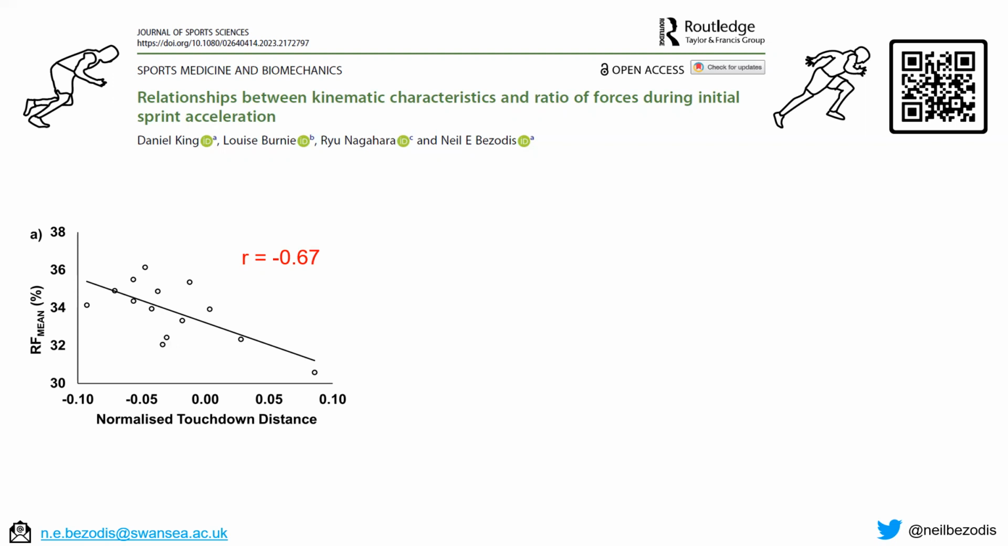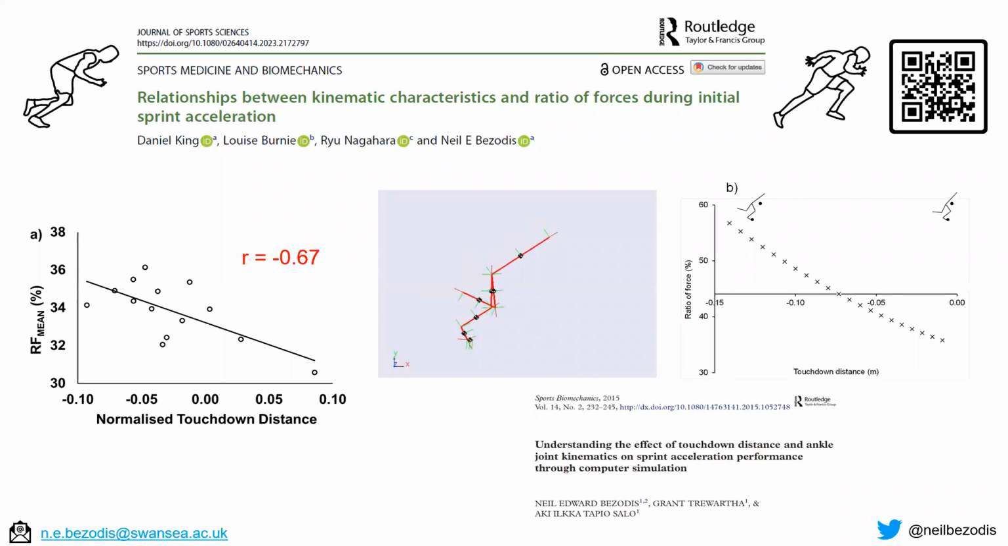And that confirmed experimentally across this cross-section of sprinters a general trend that we've shown previously with our single 10.2 sprinter using a simulation model. So you can see that same relationship between touchdown distance and ratio of forces on the 2 plots there. Now, there is a bit of caution we need to apply to considering it this simply, but I'll hold that thought and I'll come back to that one later on.